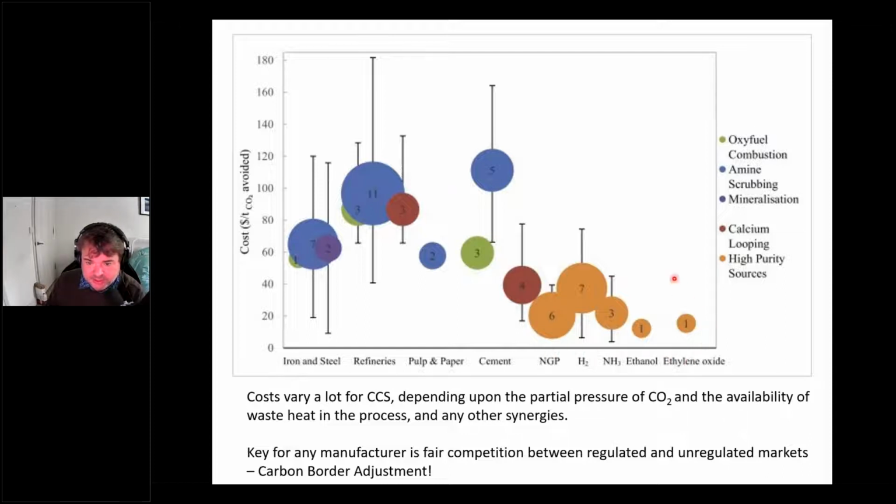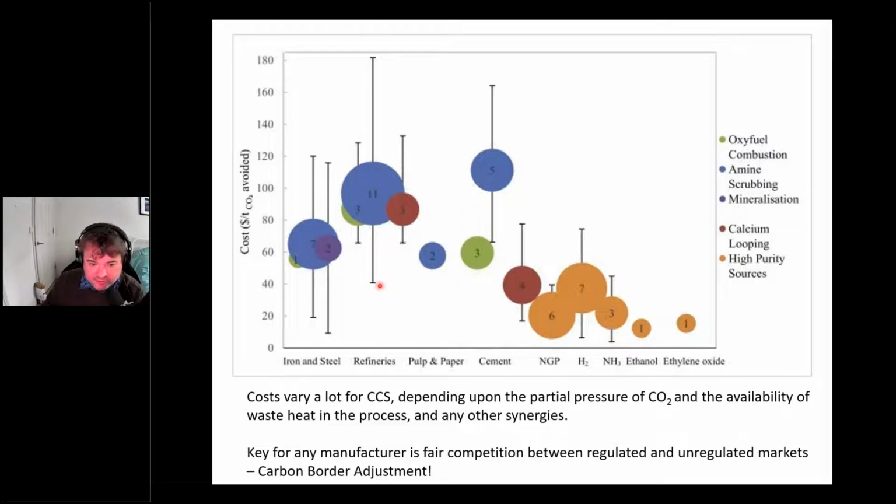And then down here is where we should be starting, which is all of the high CO2 concentrate streams, the processes which produce a high concentration of CO2 at the end. And then you can see that depending on what you do, iron and steel and refineries are also quite expensive.